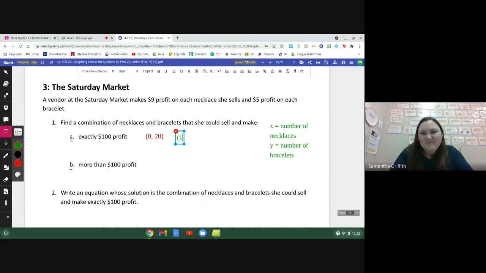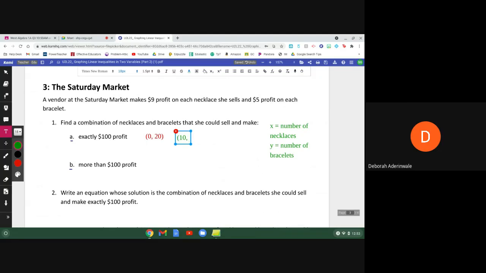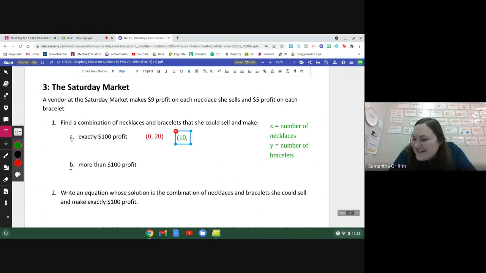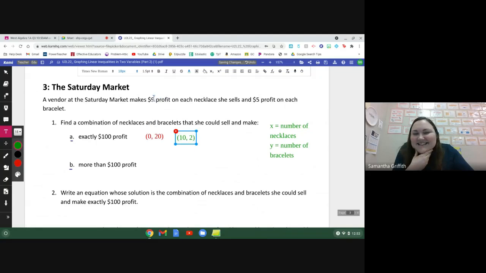The one I came up with had 10 necklaces. If we sell 10 necklaces, how many bracelets? We can have 10, 2. I'm hearing some 10, 2s. 10 necklaces would be $90 there, so we would need 2 bracelets to give you $10 and make exactly 100. That's my error.